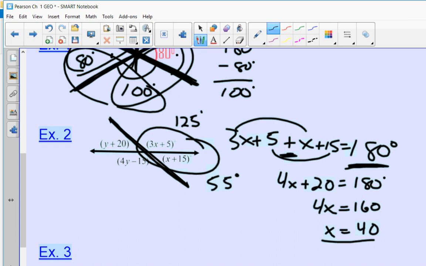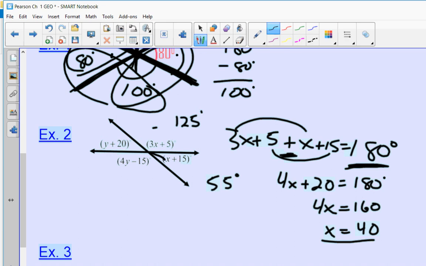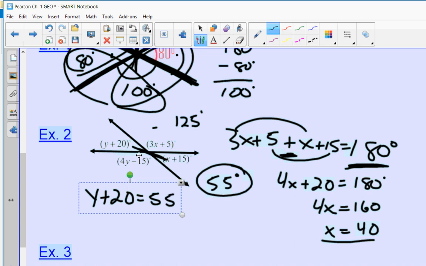Now I could go back. This x plus 15 and this y plus 20, they're vertical. They're on opposite sides of the x that's created there. Hopefully you can see that now. These two are opposite, so they should be equal. Well, I just found out that this angle down here is 55 degrees. So can't I take that y plus 20 and set it equal to 55? And will that help me find y? Well, if I subtract 20, I get 35. Okay.